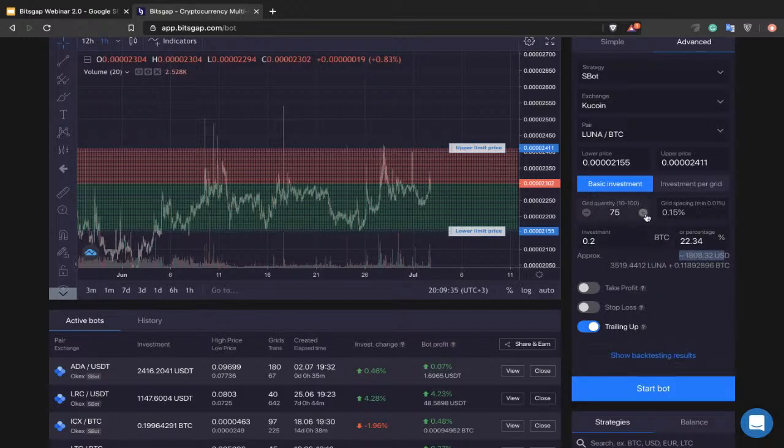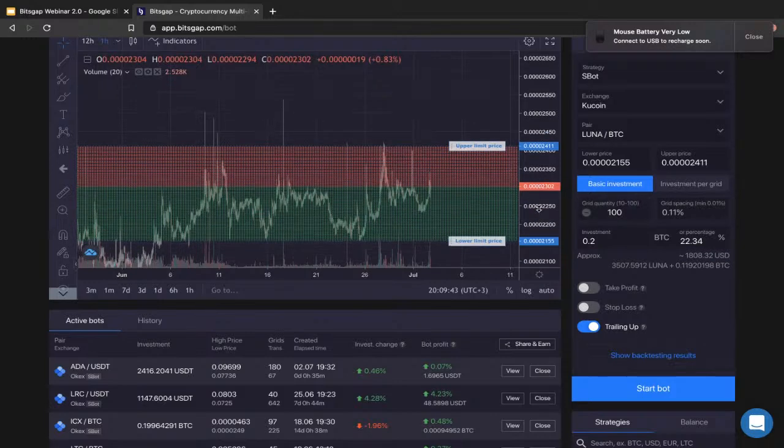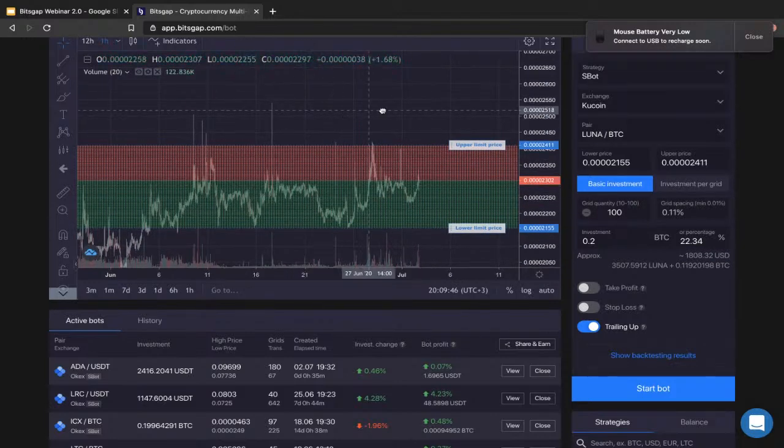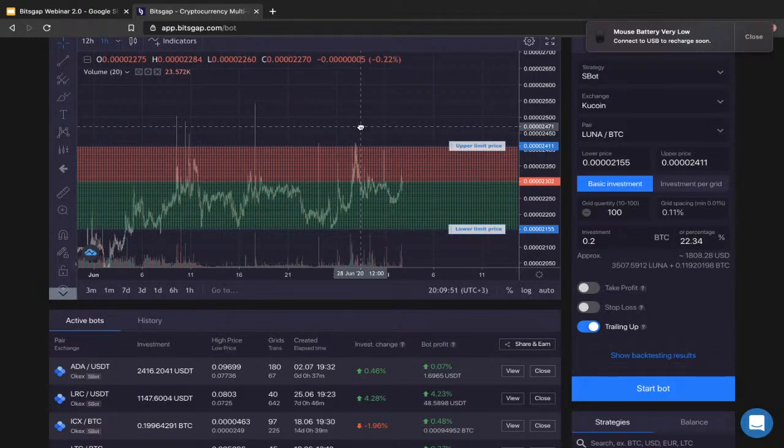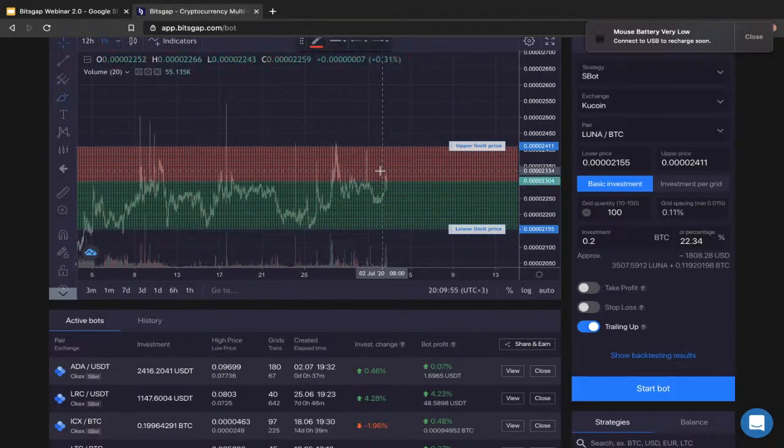1,800. But I want to have my grid spacing reduced because I want to let my bot execute as many trades as possible throughout this sideways market. I have my trading up feature on, so that means if the price breaches the upper limit price and moves higher, in this case my trading range will follow the price. So I want to make sure that my trading range will follow the price, so that's why I have the trading up feature on.